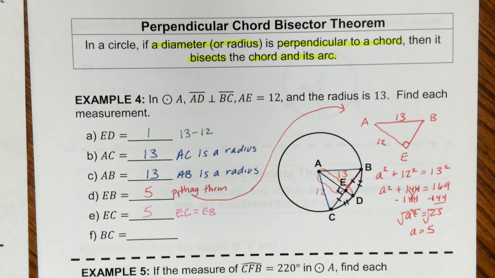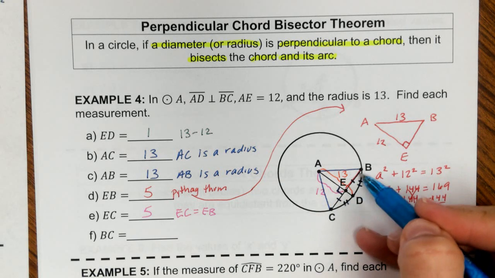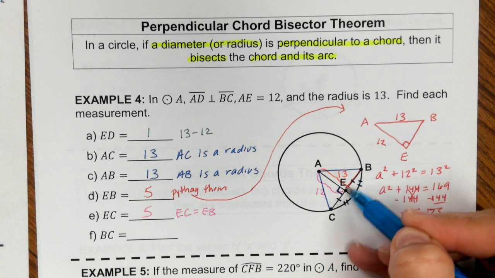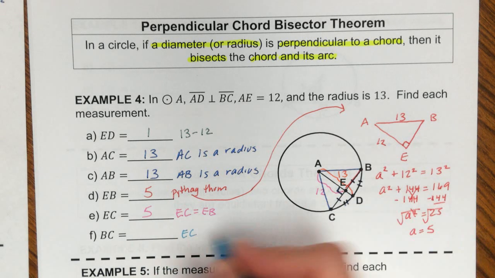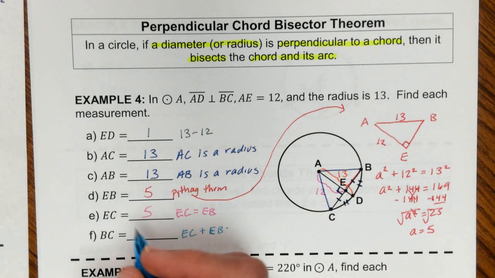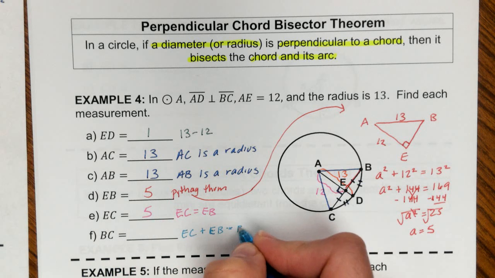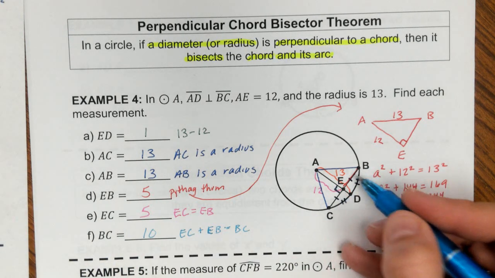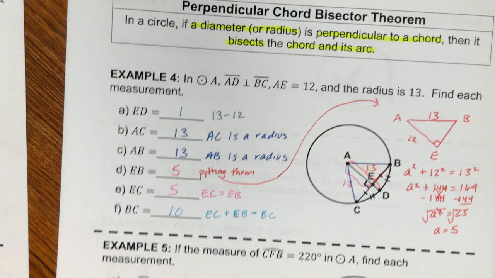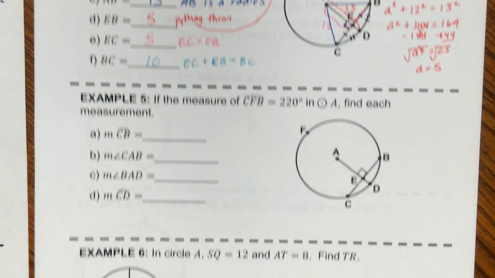The last one they want us to find is going to be the length of BC. That's this entire chord. Well, all that is EC right here plus EB, the other side. We just double it. So it's going to end up being 10, because we have 5 here, and we have 5 here, total of 10. Got to draw on a lot of stuff there.